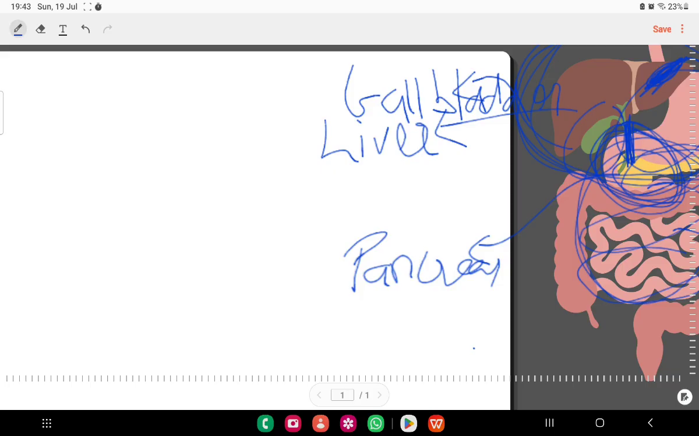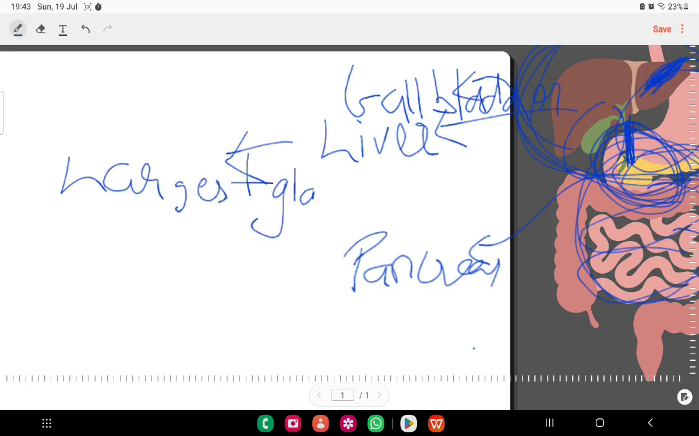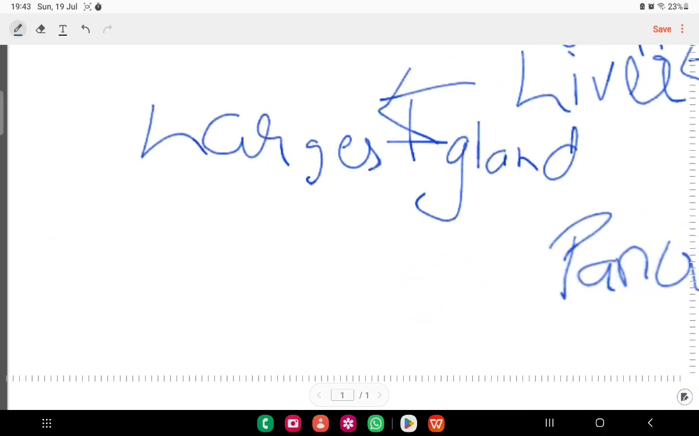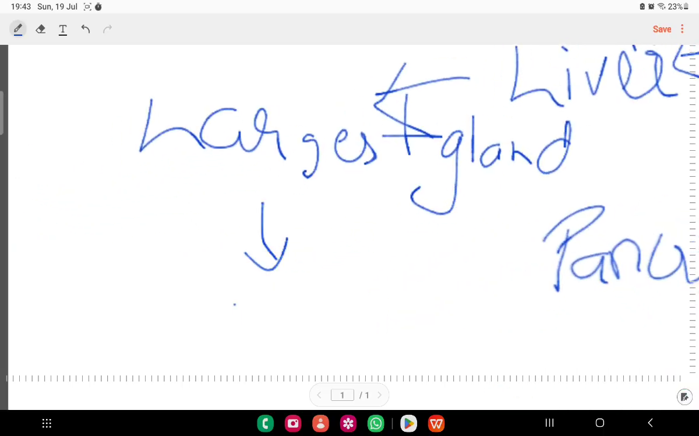So, starting off with the liver. It is the largest gland in our body. I mean, it is the largest gland in any type of animal. You can see it in ruminants, you can see it in carnivores, any type. They have the largest gland. Then this produces a juice called bile juice. No, it is not apple juice, not mango juice. It is bile juice.